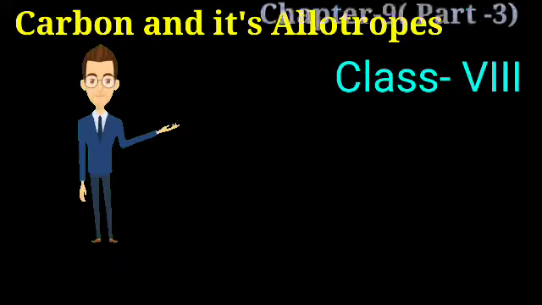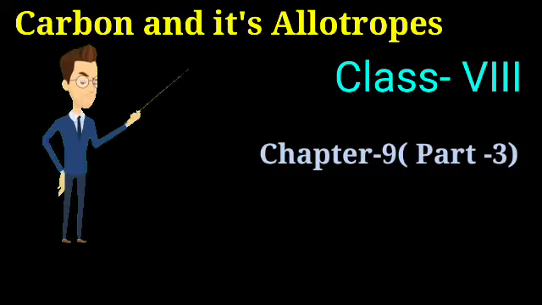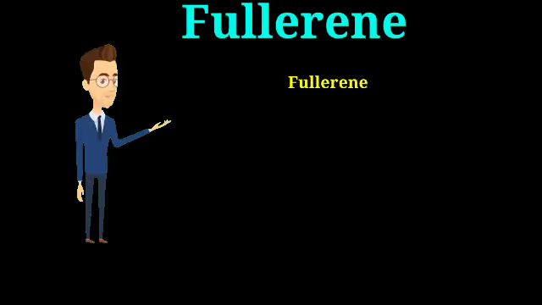Good morning, students. Today we are going to start carbon and its allotropes. In a previous lecture we discussed diamond and graphite. So today we'll talk about some other allotropes of carbon. Its name is fullerene.